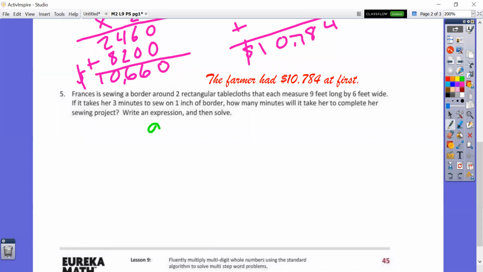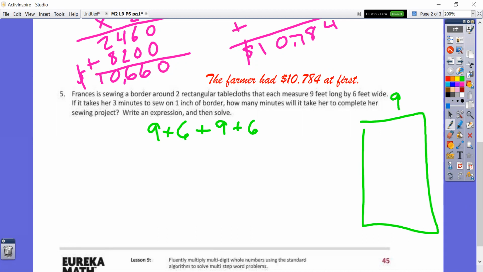So to get the perimeter, we need to add up our sides of the rectangle, right? Well, let me just draw a rectangle. So, if this, oops, that would be the 6. And this would be the 9. Well, if we're getting the perimeter, we need to add up all of those sides. Well, we have that by showing 9 plus 6 plus 9 plus 6. But now we said we had 2 tablecloths. So it's 2 times that. 2 times 9 plus 6 plus 9 plus 6.